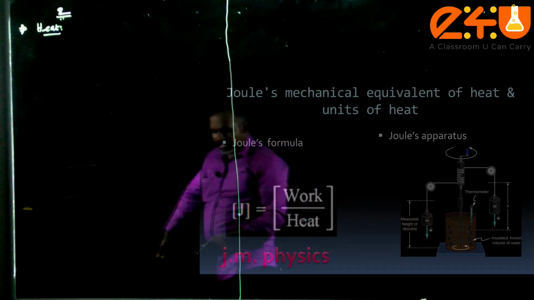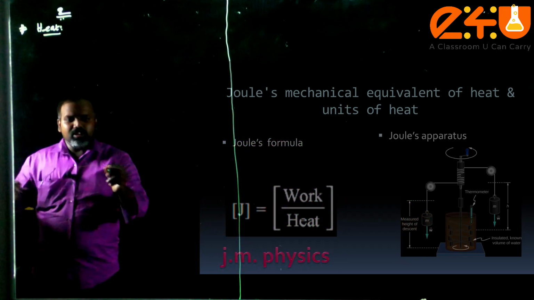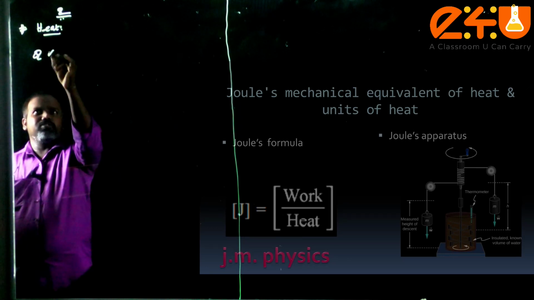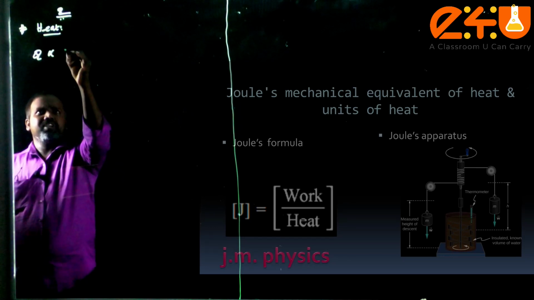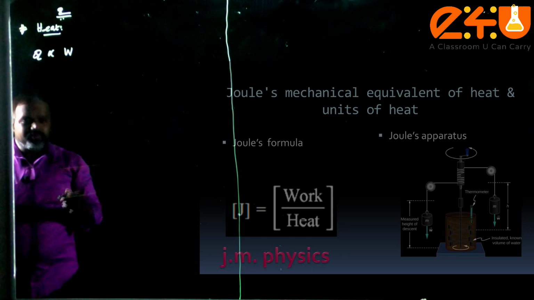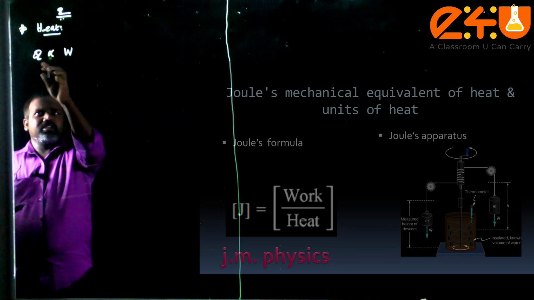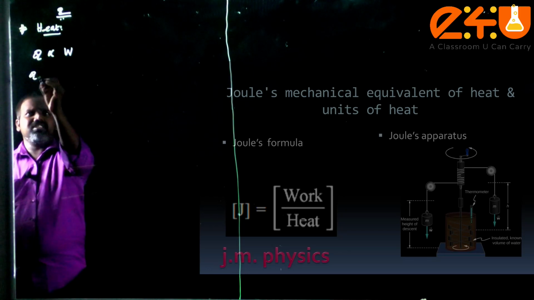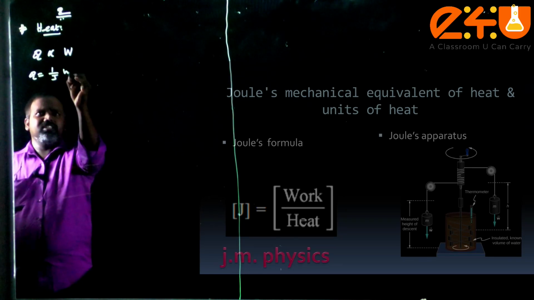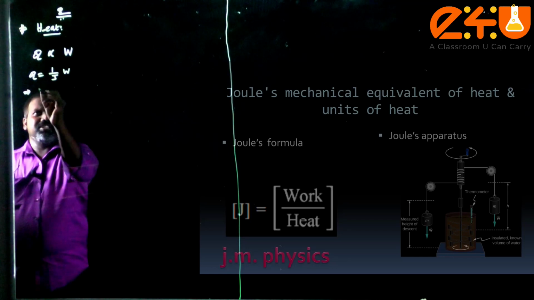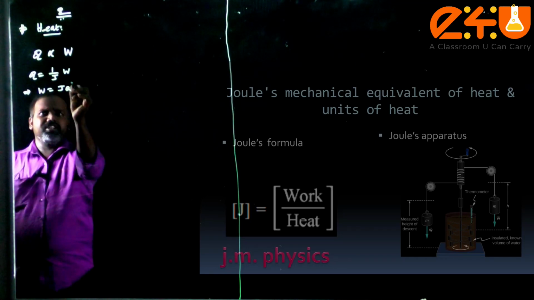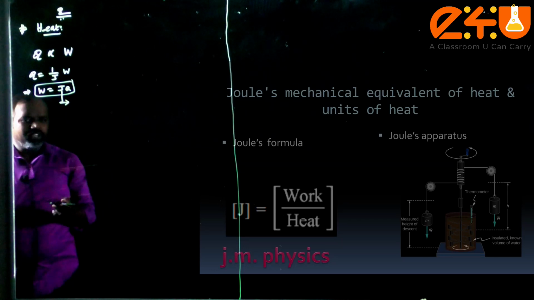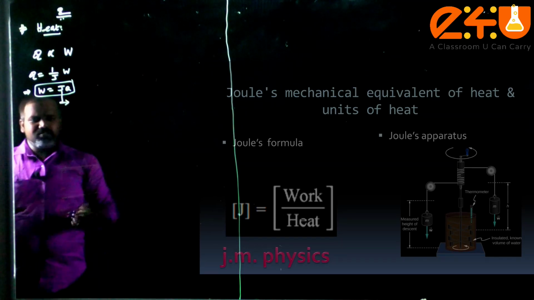So what Joule concluded is that the amount of heat produced, let Q be the amount of heat, is directly proportional to the mechanical work done. Q is directly proportional to W. Therefore, Q is equal to 1 by J into W, or W equals J into Q, where J is called Joule's mechanical equivalent of heat. That is the constant value.